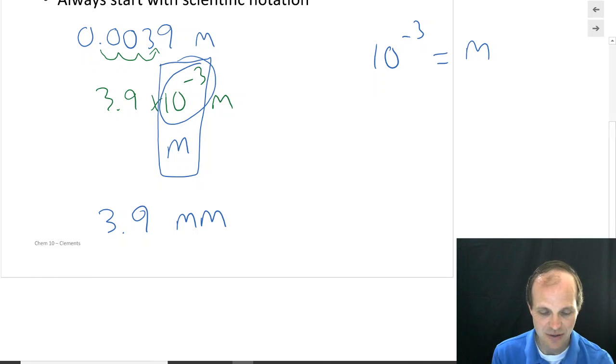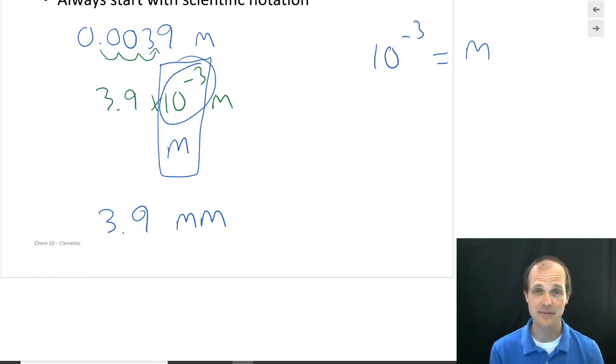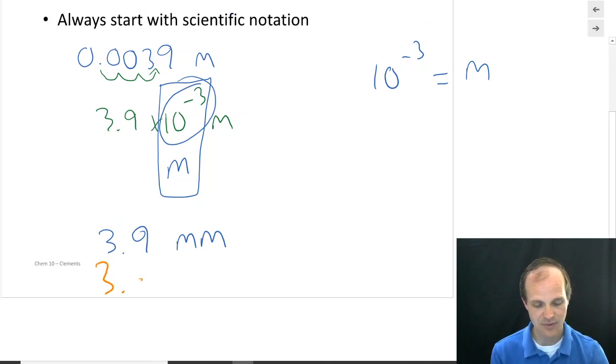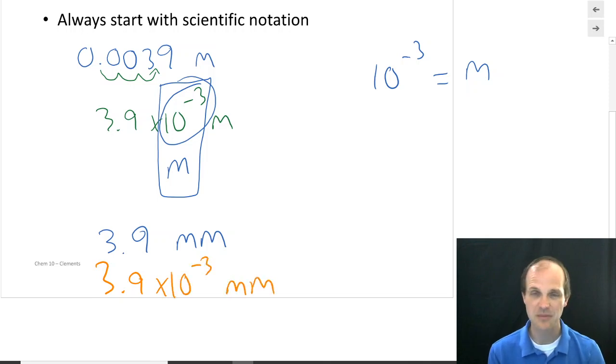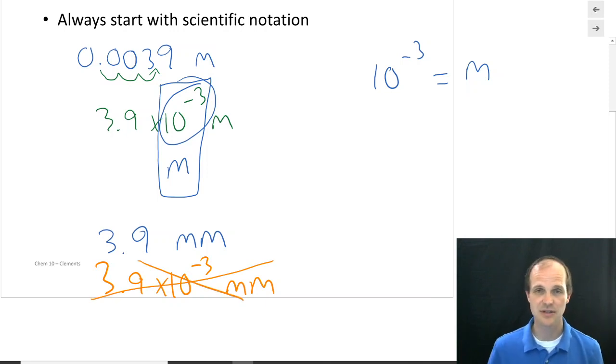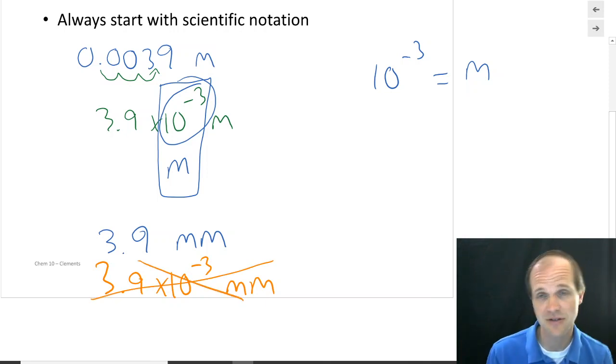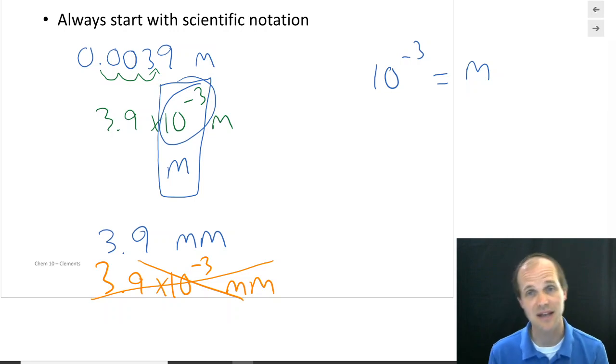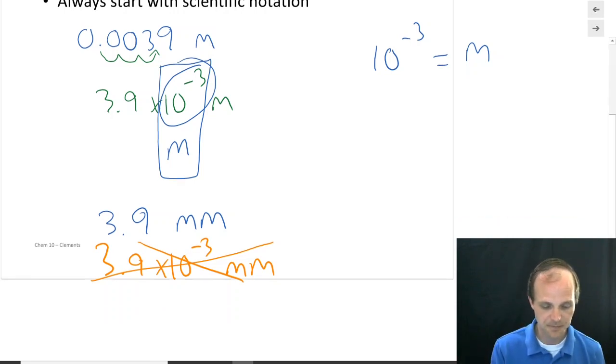What I see students do a lot of the time is, instead of substituting it, they add it and write 3.9 times 10 to the minus third millimeters. And that's not correct. You're substituting. You're saying, instead of writing 10 to the minus third, I'm going to write milli because they mean the same thing. That's great. You don't just add it onto there.